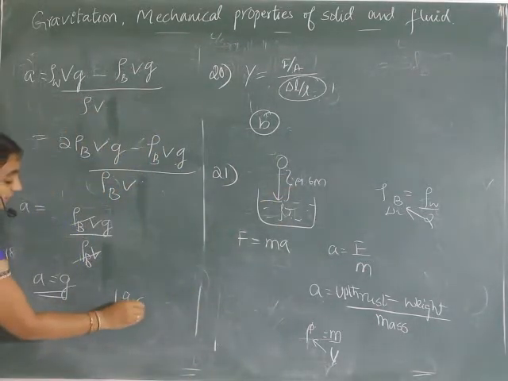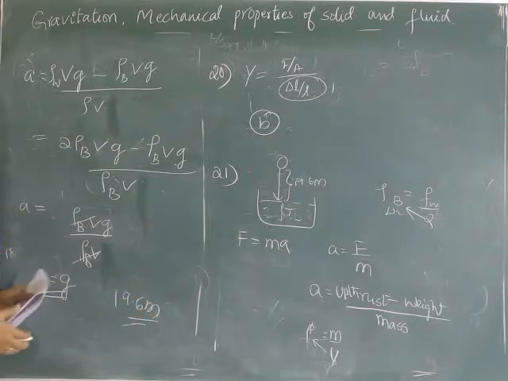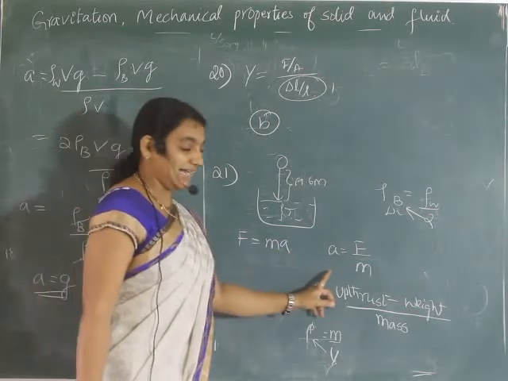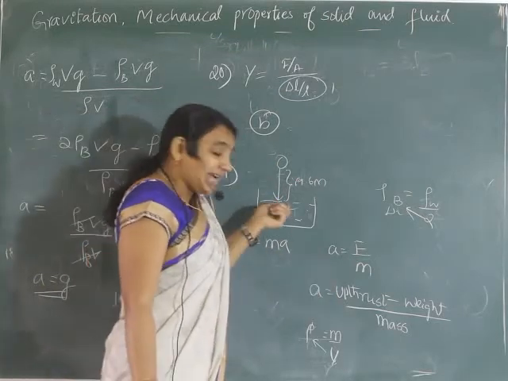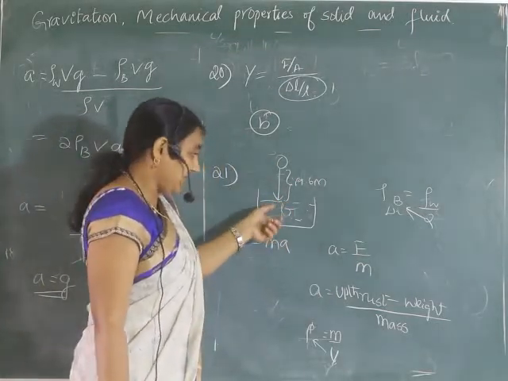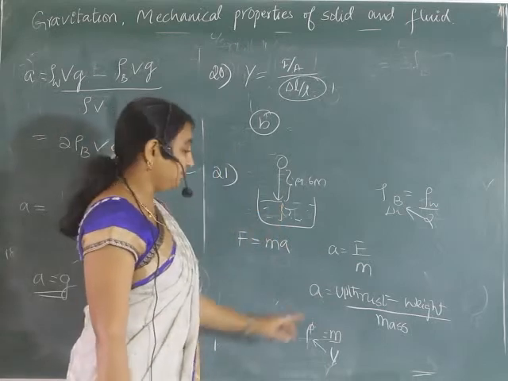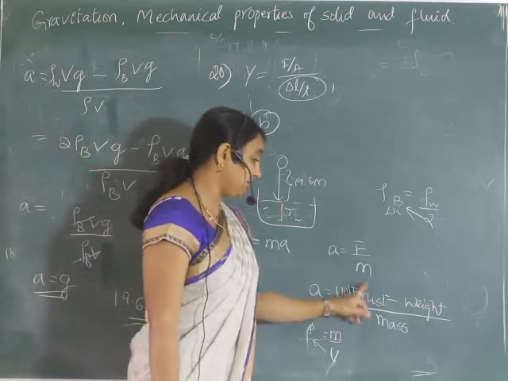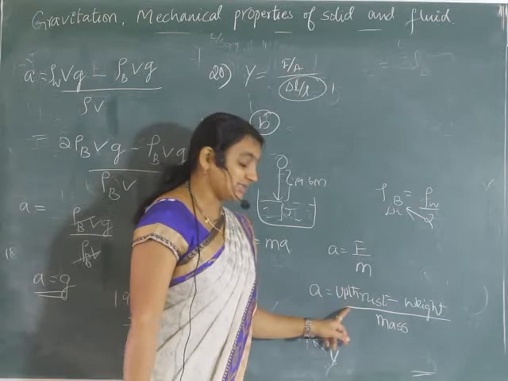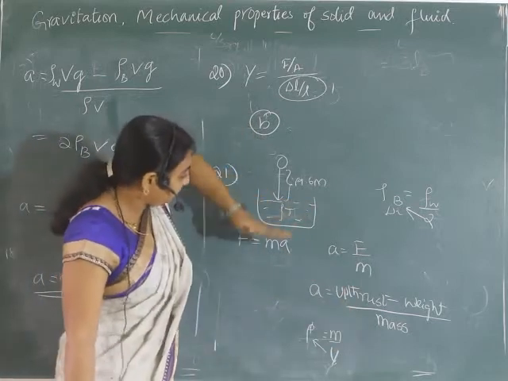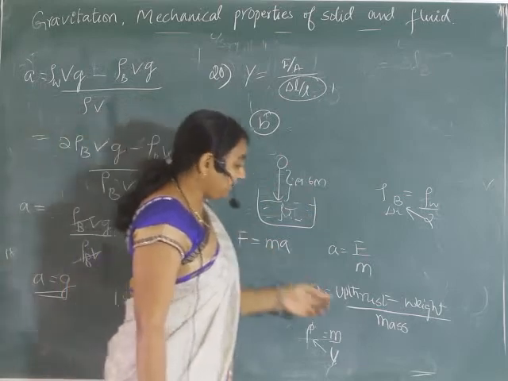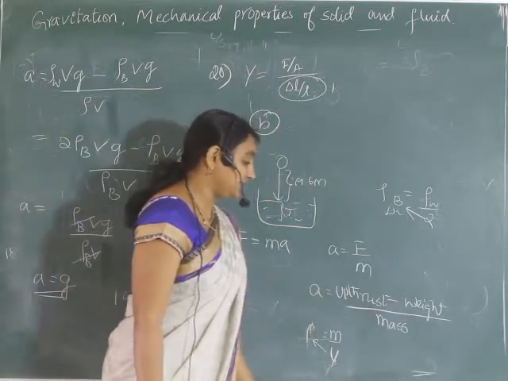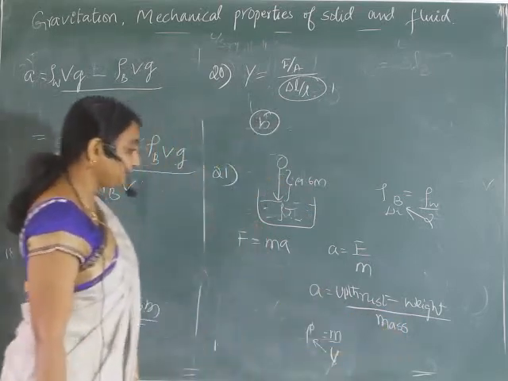What do you say? What we have done? Force is equal to mass into acceleration. We want to find this height. With what acceleration it goes, we can calculate, then we can calculate the height. Therefore, acceleration is equal to force by mass. Force is nothing but the upthrust due to water and the weight of the ball. Upthrust due to the water minus weight, divided by mass.